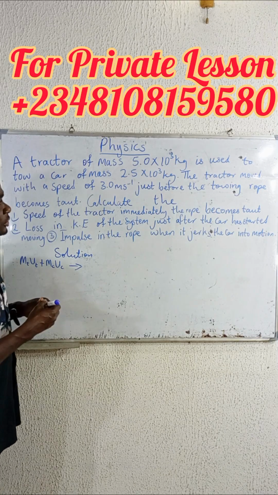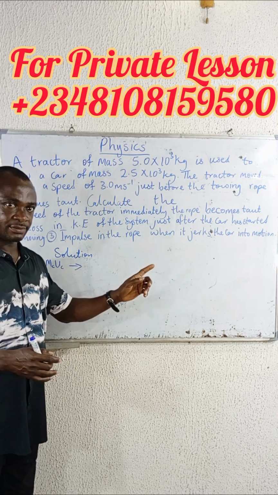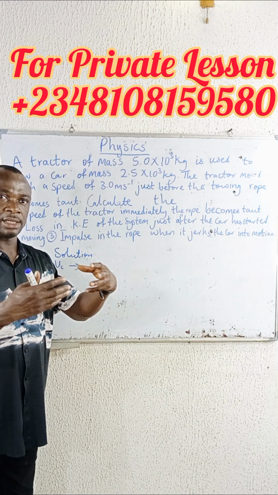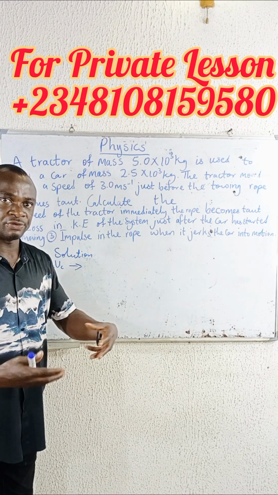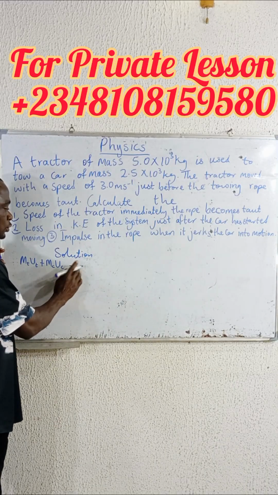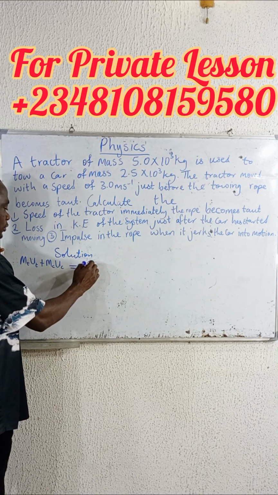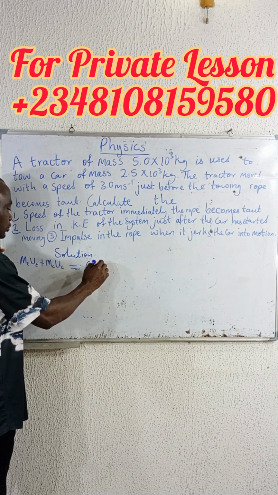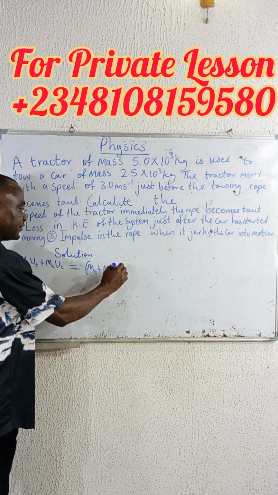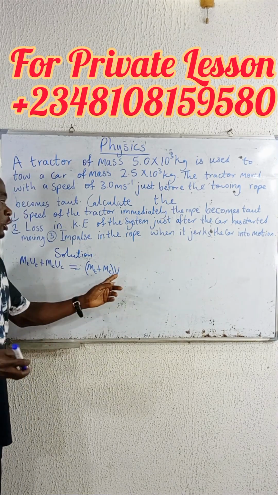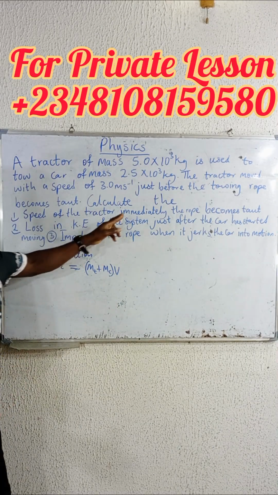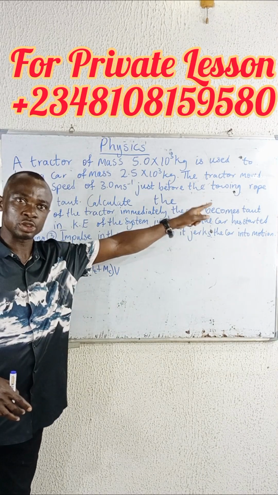Now, the moment the rope becomes taut, both the car and the tractor will move with a common velocity. They stick together, correct? So that will be equal to the mass of the tractor plus mass of the car times V. What is V? Common velocity. Question number one says the speed of the tractor immediately the rope becomes taut.